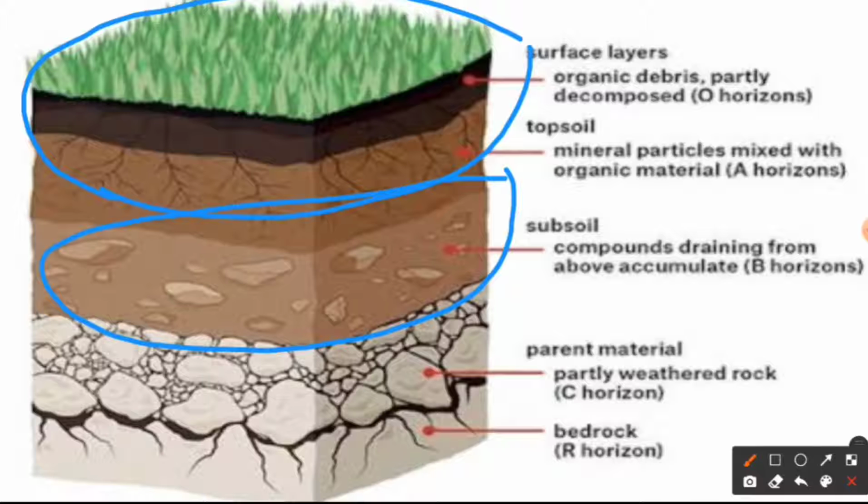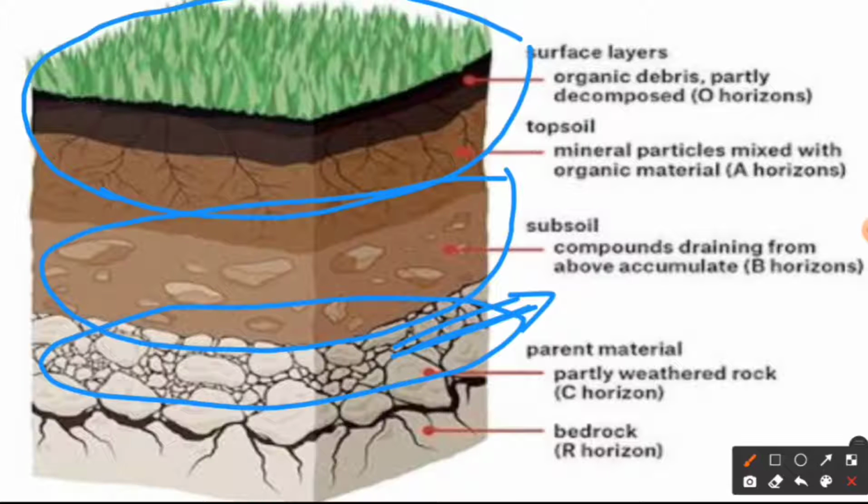The first one is topsoil with humus. Second one is subsoil with sand, silt, and clay. The third one is weathered rock materials. Then the last one is bedrock or parent rock. This is soil profile.